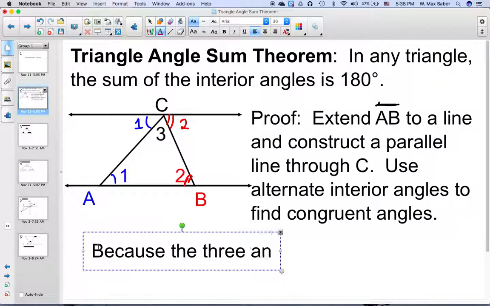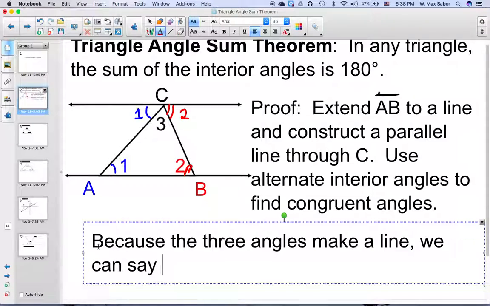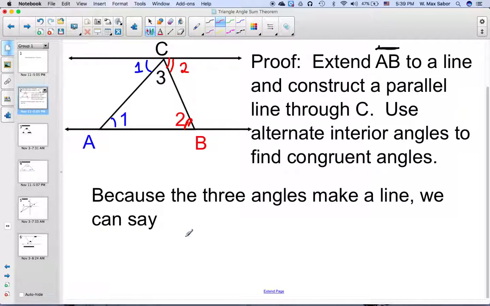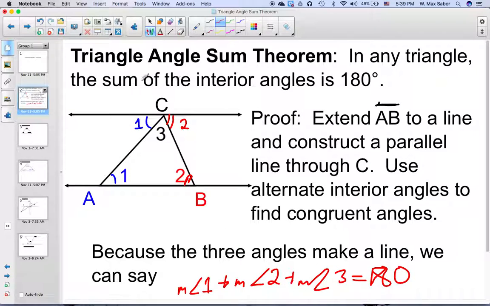Because the three angles make a line, we can say that the measures add up to 180. So the measure of angle 1 plus the measure of angle 2 plus the measure of angle 3 add up to 180. So that is the triangle angle sum theorem. The three angles have to add up to 180.